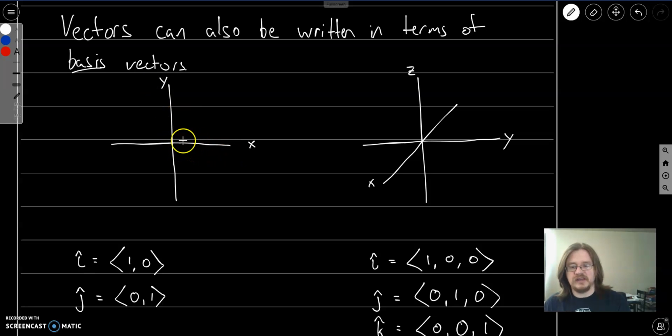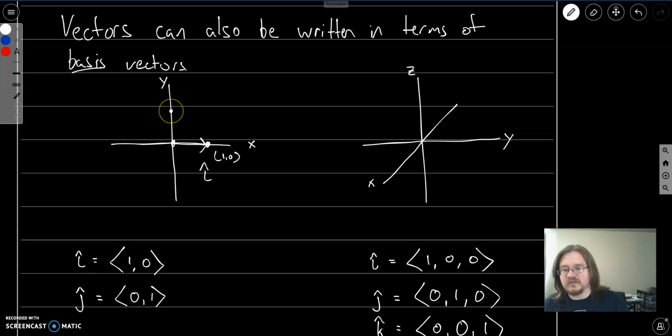And rather than pointing any arbitrary amount, what we're going to do is take the vector that points exactly 1 along the x-axis. So this point here is going to be 1, 0. And this vector is called i, and we draw it with a little hat. So the hat means that it's exactly 1 long. It only stretches from the origin 1 in that direction.